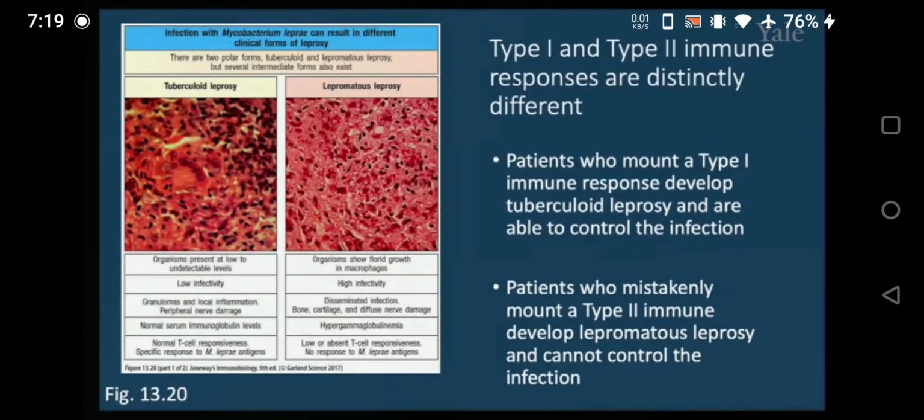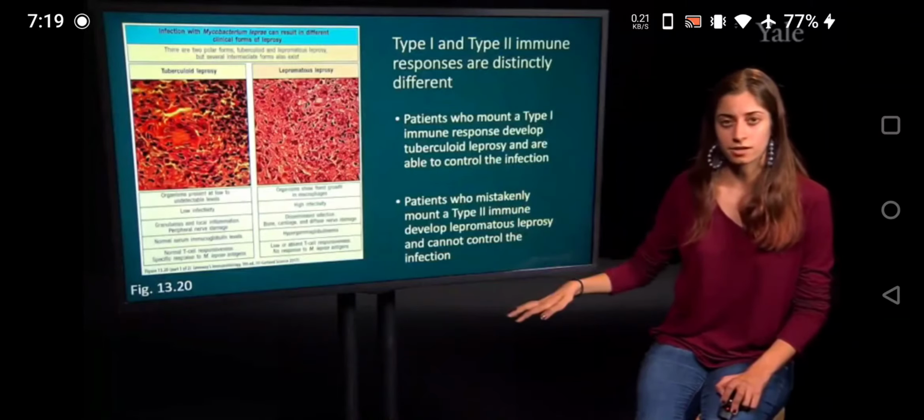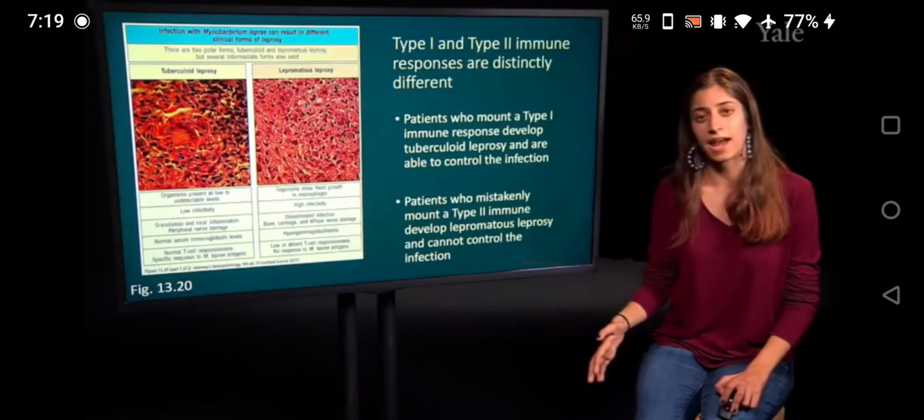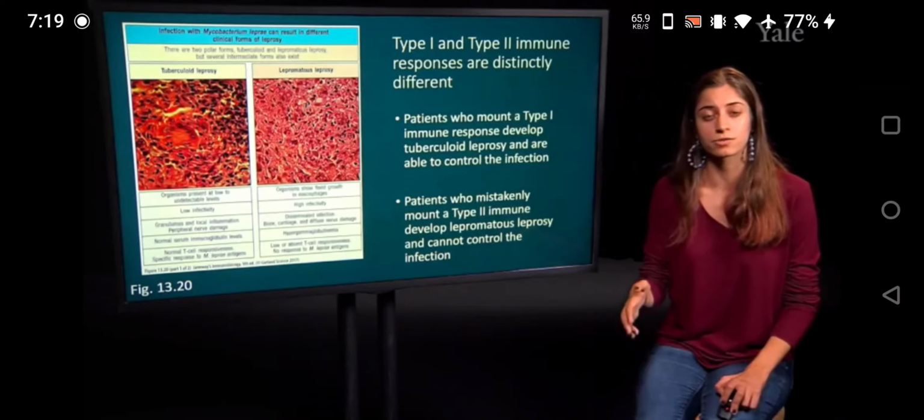There is a presence of hypergammaglobulinemia, which basically means you have B cells that are secreting a lot of IgG to respond to the infection, even though it's not working well. And you also have low or absent T cell responsiveness, so you're not responding as well to the bacteria as you should. So you can see here that type 1 and type 2 immune responses are very different, and you must activate the appropriate one in order to respond well to what you're infected with.